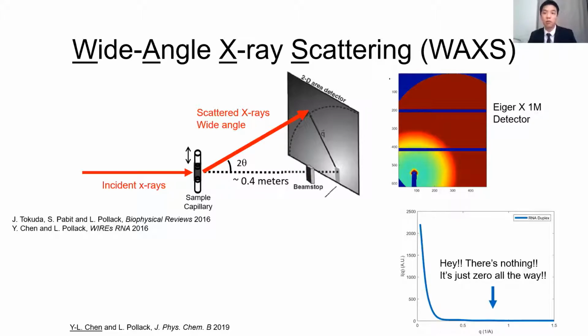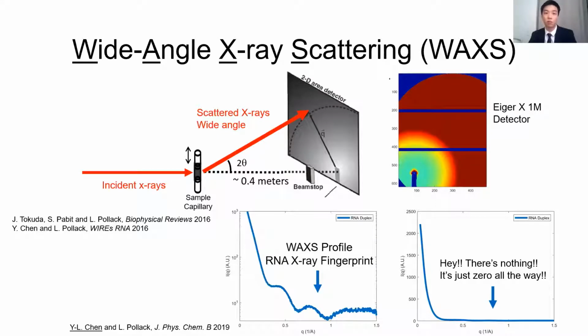But you might wonder, we move the detector all the way closer to the sample cell only to get all these zero signals. But in fact, if you plot it in the log Y scale, you see that the signals are not zero. These wide angle regimes contain the small signals or the fine features of the molecule in higher resolution. In this case, we achieved Q equals 1.5, corresponding to about 4 angstrom resolution in real space, about 5 times sharper than SAXS. So this WAXS profile is the RNA X-ray fingerprint containing unknown but rich structural information of the RNA system.